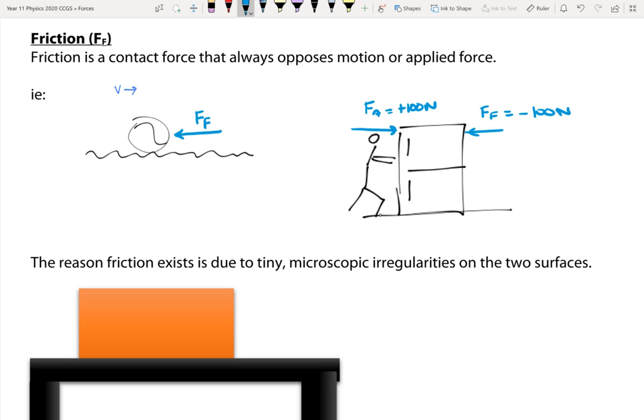If you rolled a ball along and it suddenly got faster and faster and faster and disappeared off into the horizon, you would be a little bit perplexed if the surface was horizontal and there was no motor in the ball. Right? That's not what we see.